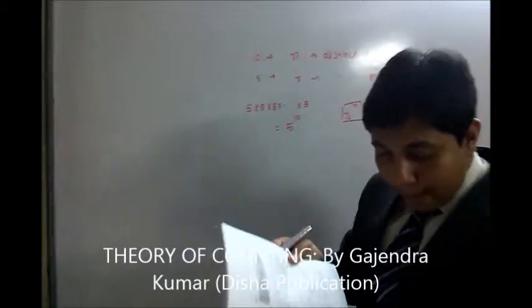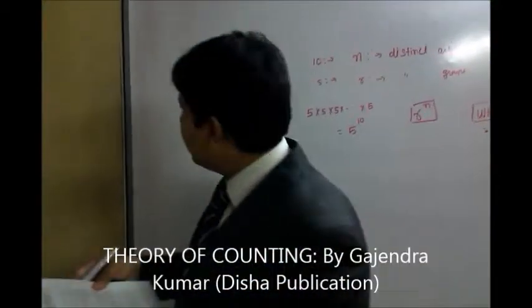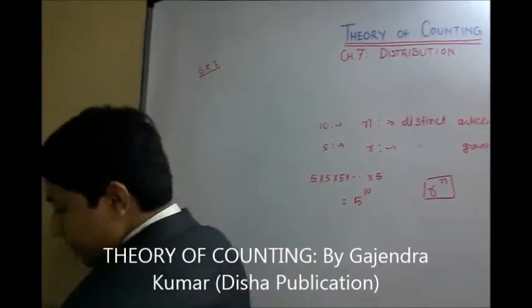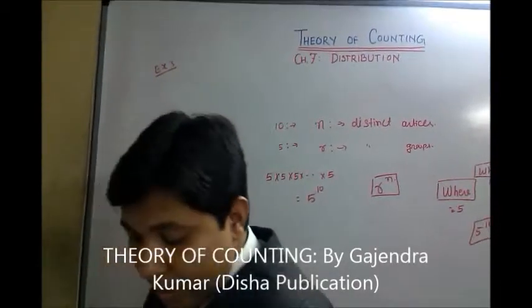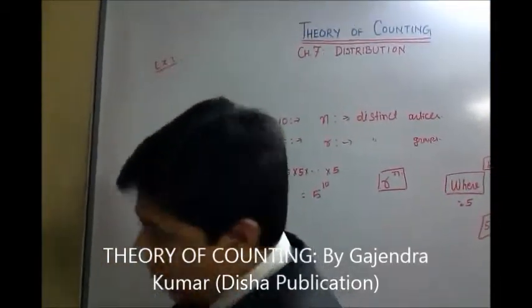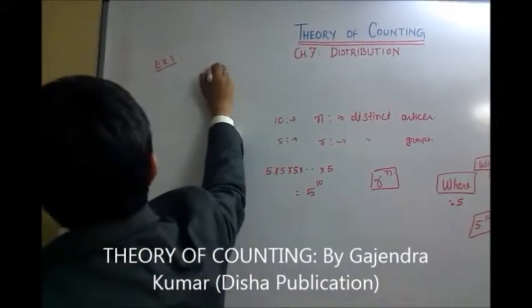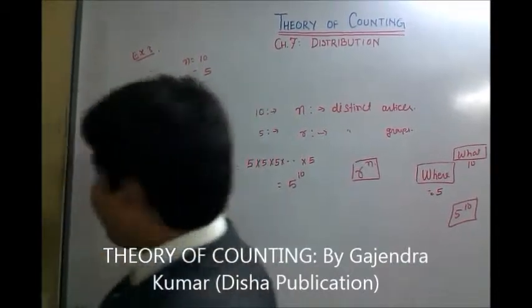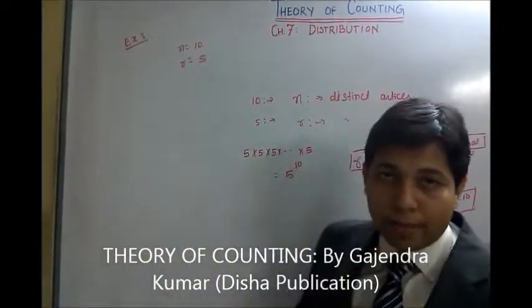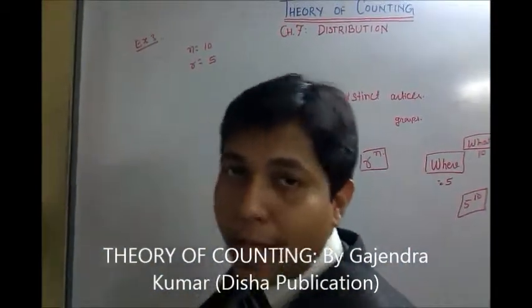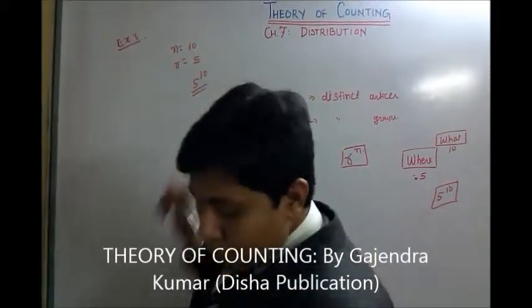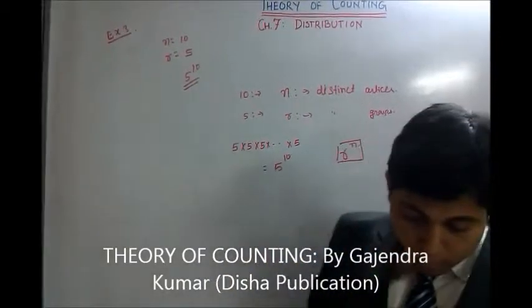Now let's see one example. Example 3 in the book. In how many ways can 10 distinct rings be sent to 5 distinct boxes? 10 distinct rings, n is equal to 10, to r distinct boxes, r equal to 5. For the first ring, how many ways can we deal? 5 ways. Second ring? 5 ways. The total number of ways is definitely 5 to the power 10, or where to the power what.